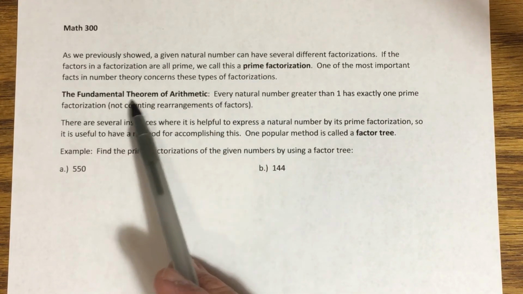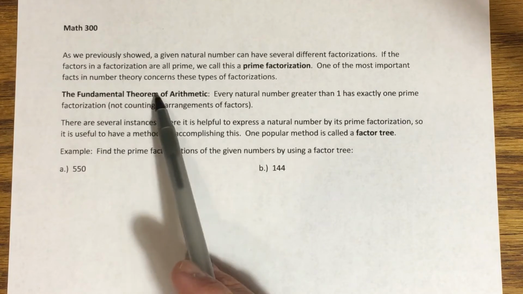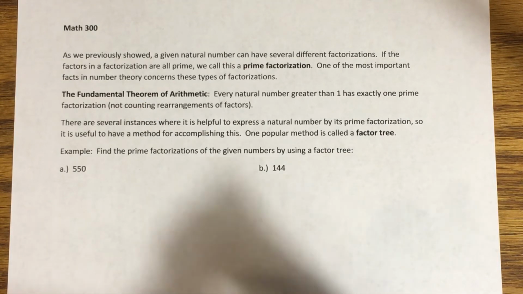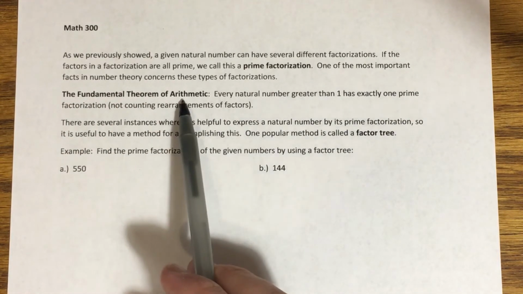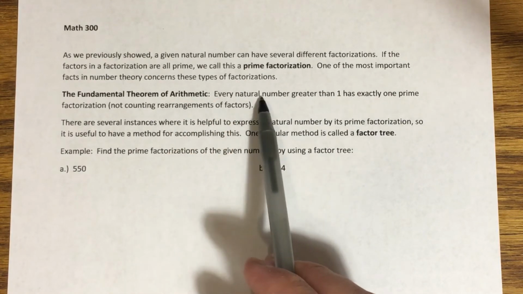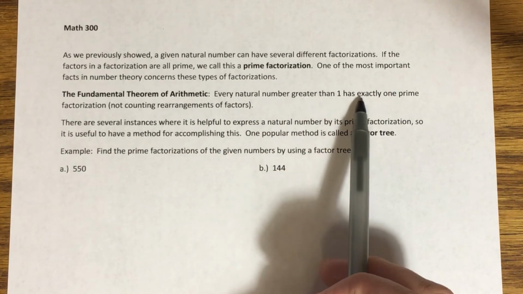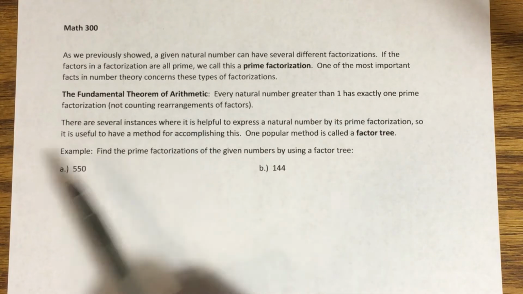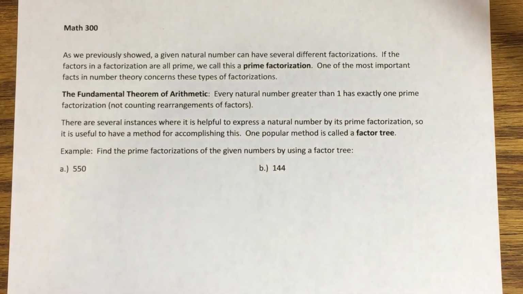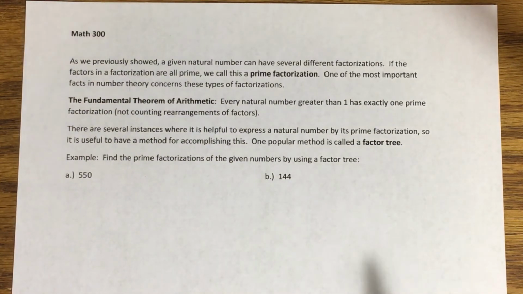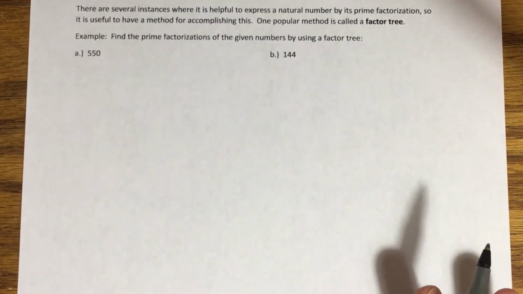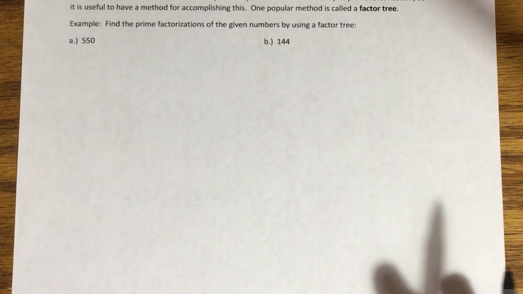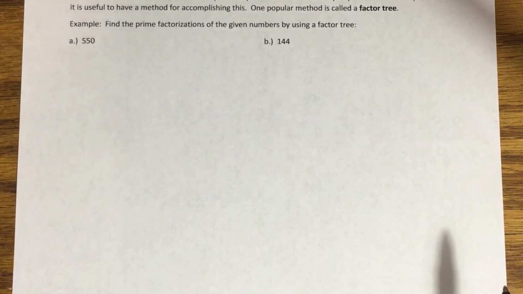And the fundamental theorem of arithmetic, a theorem is a fact in math that has been proven, says that every natural number greater than 1 has only one prime factorization. They always have exactly one, as long as we're not considering rearranging those same factors differently. So I'm going to show you how to come up with a prime factorization for a number, and then we'll kind of reference the fundamental theorem of arithmetic in that process.